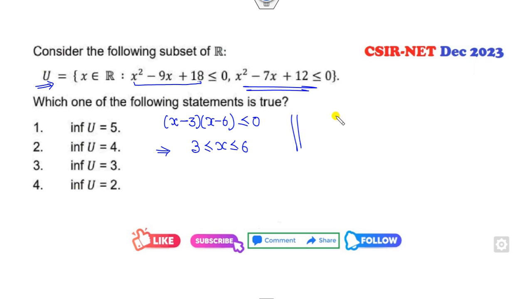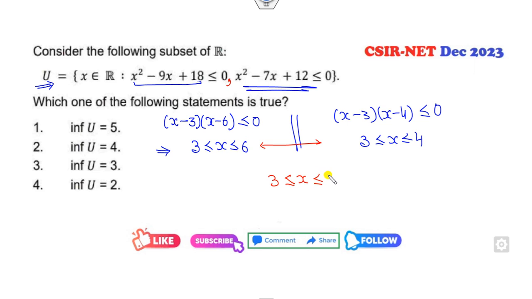Similarly, I can factorize this: (x minus 3)(x minus 4) is less than 0. So 3 is less than x is less than 4. Can you combine both the equations? Because this is a comma, that's an 'and'. So that means x is less than or equal to 4. So this is basically my u.